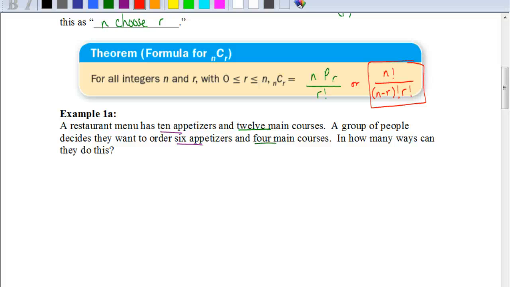So let's look at this example here so we can make sense out of that formula. So the restaurant menu has 10 appetizers and 12 main courses. A group of people decides they want to order 6 appetizers and 4 main courses. How many ways can they do this? Well, let's start with the appetizers here.